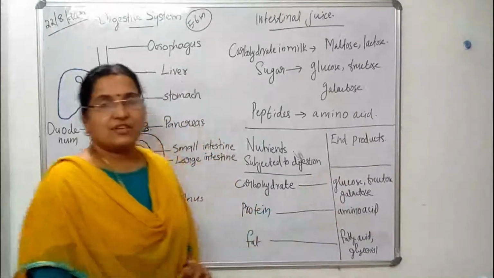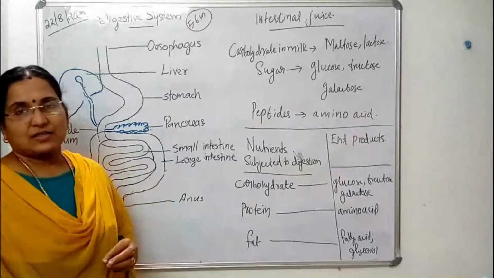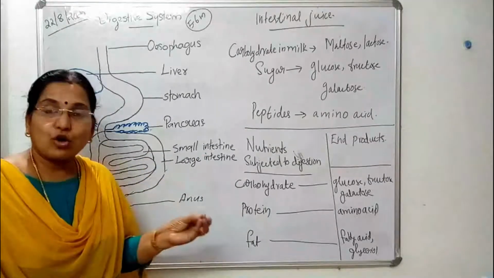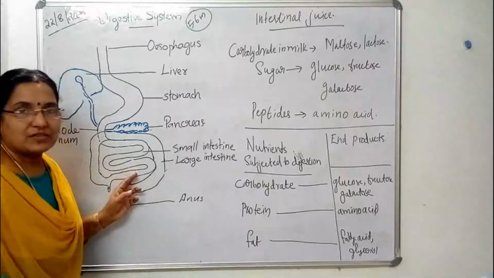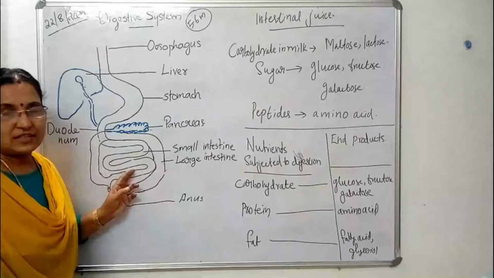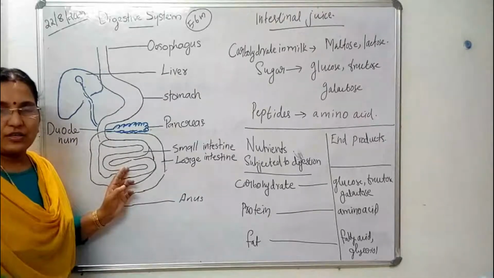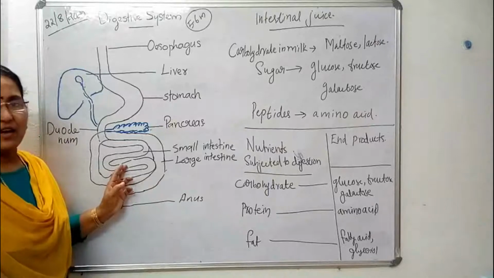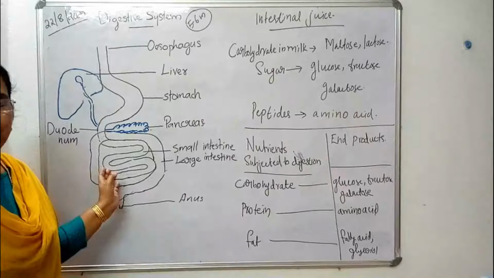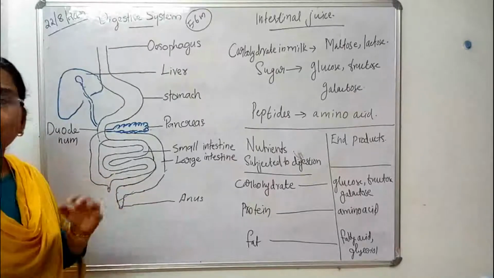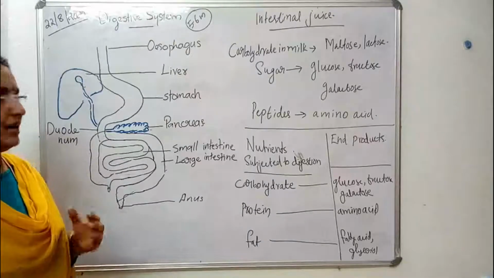Then after the conversion of all these nutrients, they are absorbed into the blood. That is also taking place in the small intestine. The beginning of absorption takes place in the small intestine. We can study later what is present in the small intestine in order to absorb these nutrients, and what the processes of absorption are.